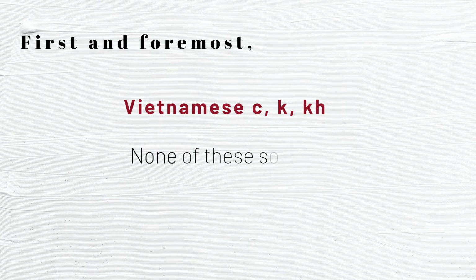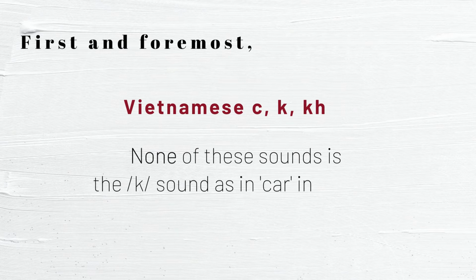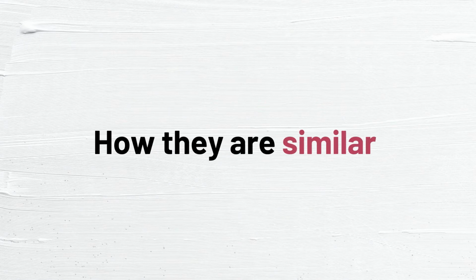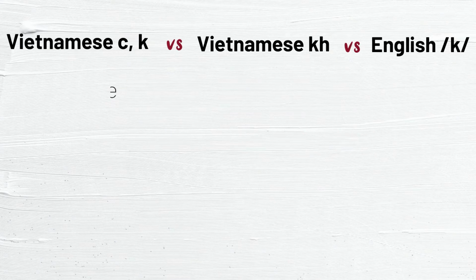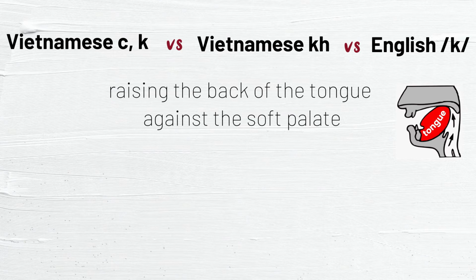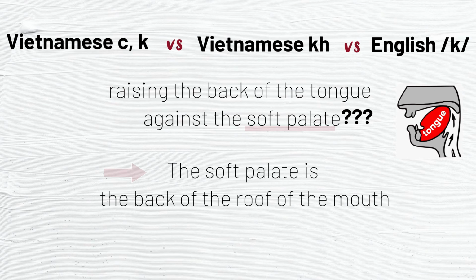Now, let's move on to the pronunciation part. First and foremost, I want to start by saying that none of these sounds is the K sound as in car in English. They might sound similar, but not the same. First, we're gonna see how they are similar. All of these sounds are made by raising the back of the tongue against the soft palate. So you may ask, what is the soft palate? The soft palate is the back of the roof of the mouth. This is the soft palate.